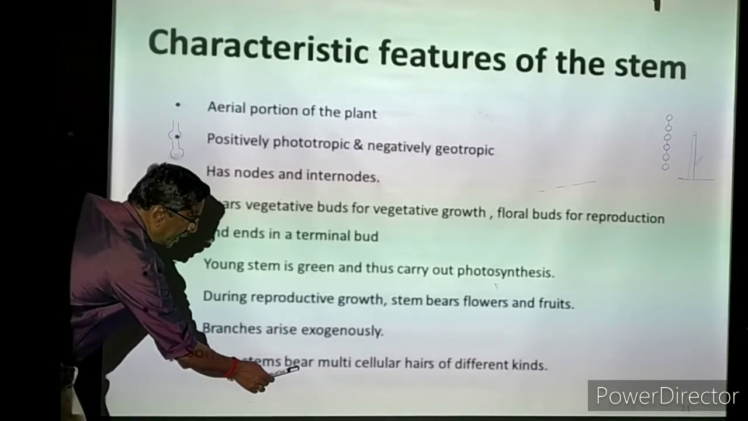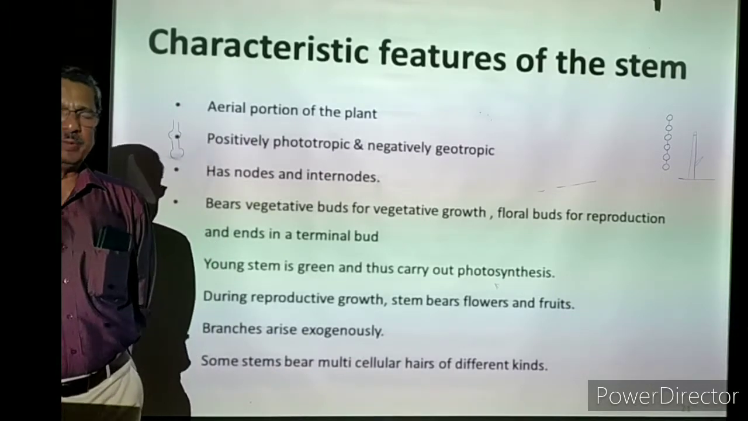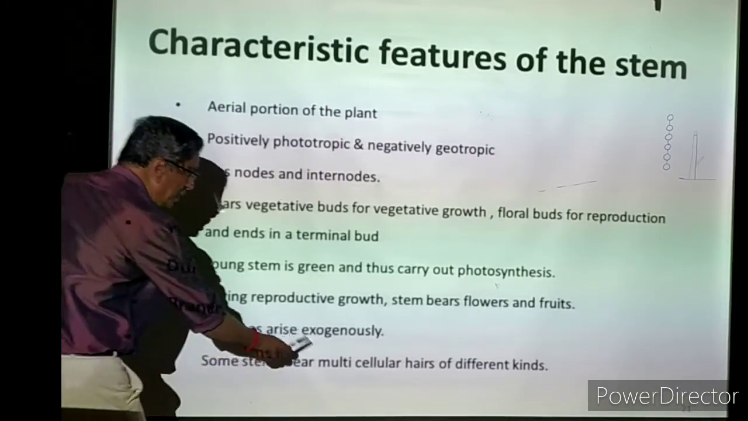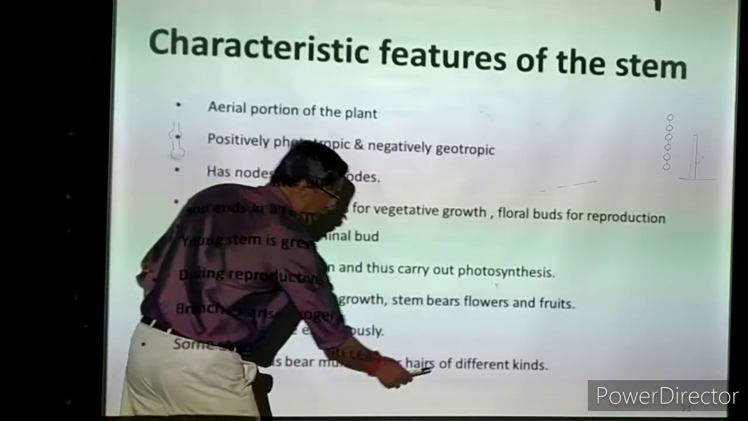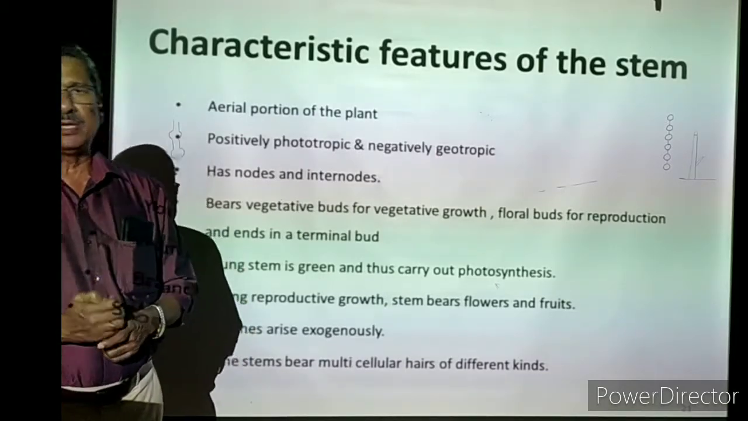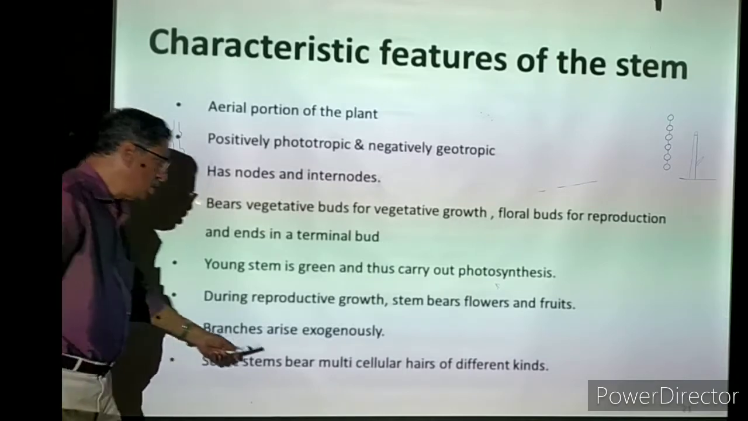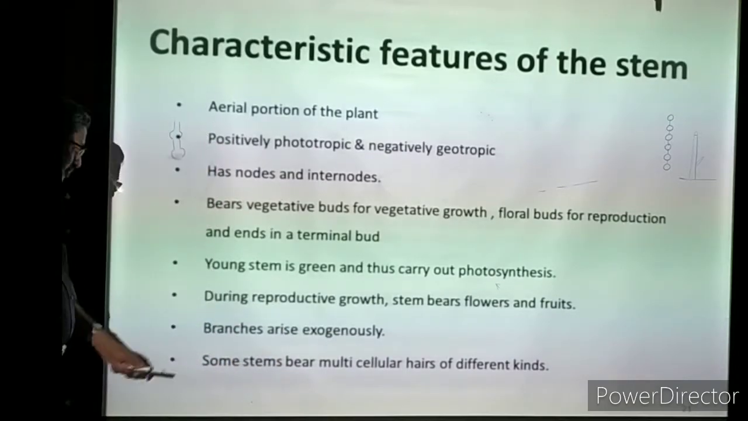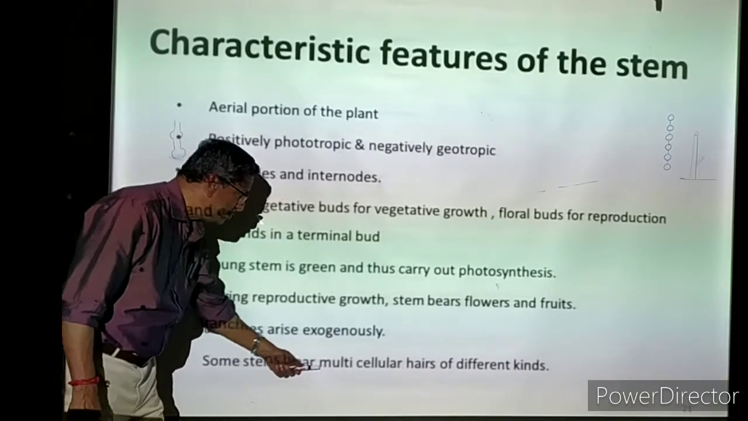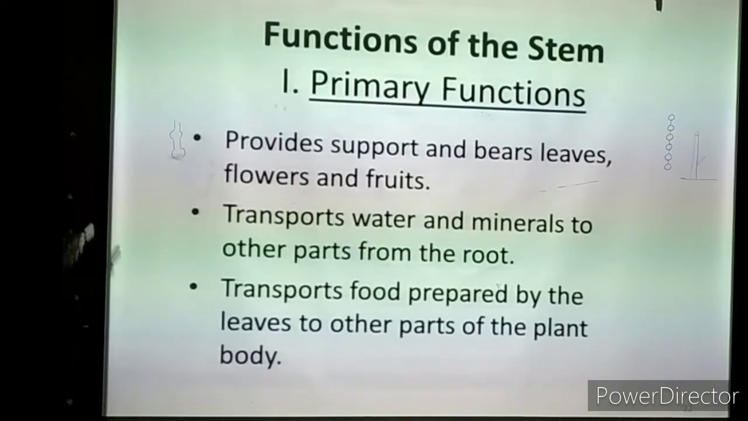Some stems bear multicellular hairs. The microscopic hairs will be present on the stem. They are made up of many cells. That is called multicellular hairs, and they are of different kinds. Some may be very simple, some may be branched, some may be hairy, like that. But all are microscopic in nature. So, not all plants, but in some plants, some stems bear multicellular hairs of different kinds. So these are the general characters.